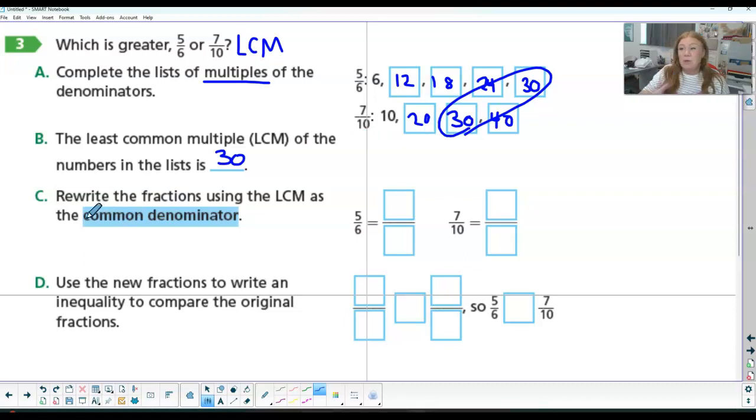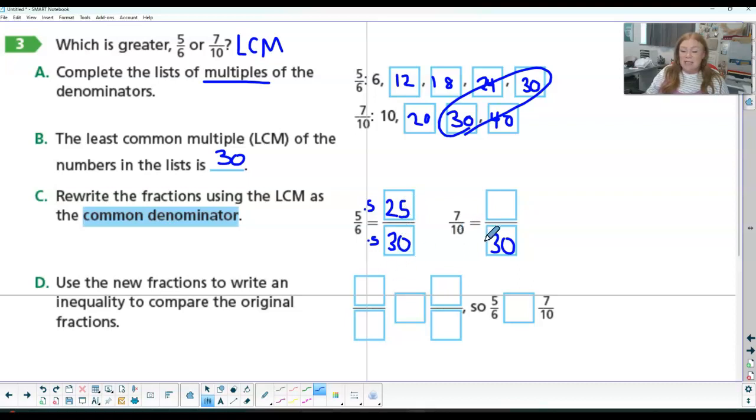So now we're going to use that common denominator and rewrite these fractions into equivalent fractions. Our new denominator is 30. 6 goes into 30 5 times. 6 and 5 are the factors, 30 is the answer. So we need to multiply by 5. So 5/6 is the same thing as 25/30.